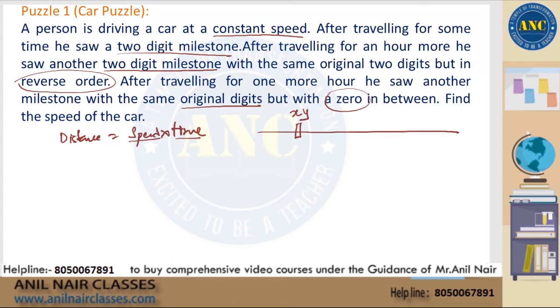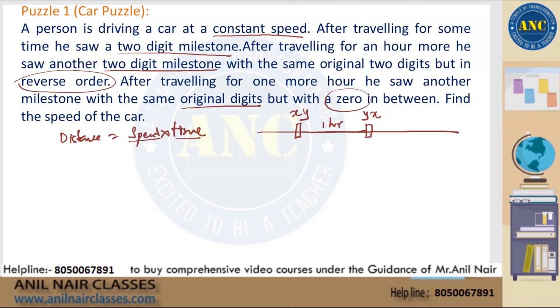After traveling for an hour more, he saw another 2-digit milestone with the same original 2 digits. So he traveled for 1 hour, and he saw another milestone here. After 1 hour of traveling, that's the time he has spent traveling from here till here, he saw another milestone which is exactly reverse, like 2 digits but in a reverse order. If this is XY as a digit, here it's YX.